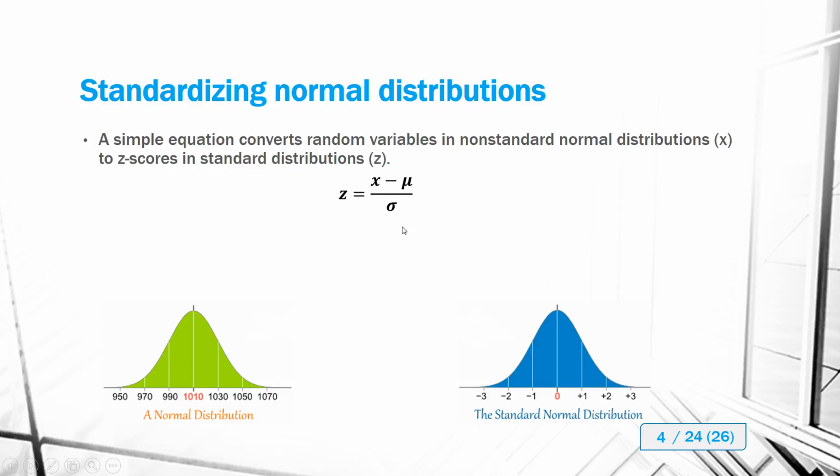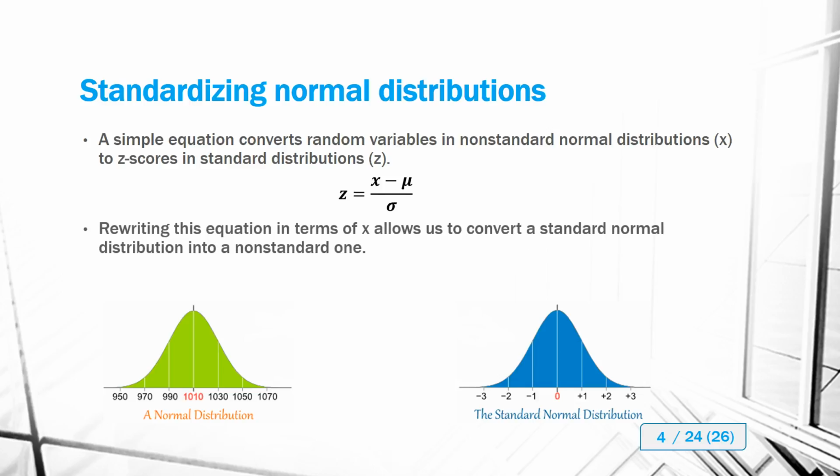This equation should not surprise us. After all, remember how we defined z-scores earlier. That z-scores were the number of standard deviations a value is away from the mean. And that's exactly what this equation provides us. x minus the mean gives us the distance from the mean, and by dividing it by the standard deviation, it converts that distance into, quote-unquote, units of standard deviation. So this is the formula for converting random variables to z-scores.